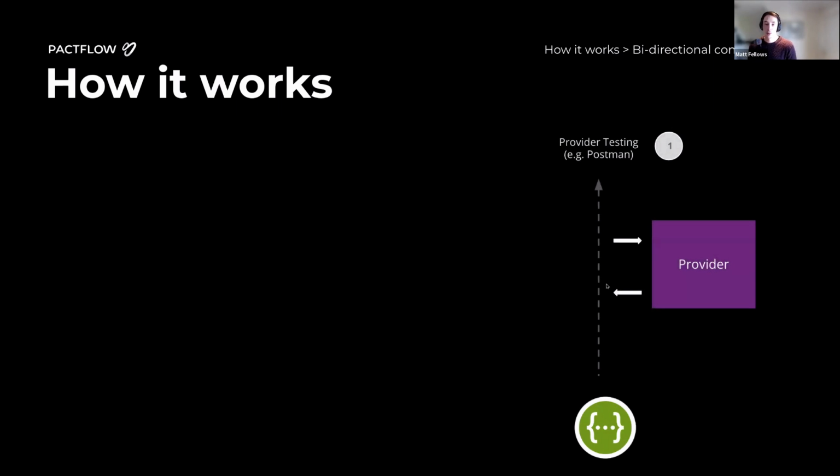So we'll start with our OpenAPI spec, whether that's written by hand or generated from code. We're then going to bring our own provider testing tool, such as Postman, to make sure that our local provider is compatible with the OpenAPI spec. So we call that verifying a provider contract.